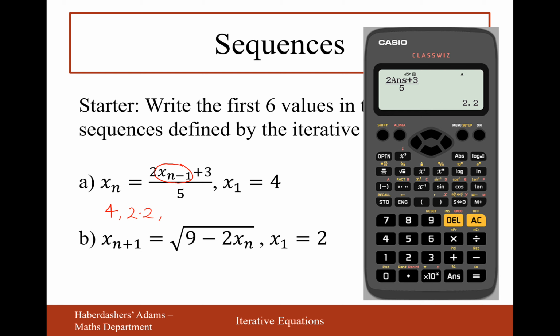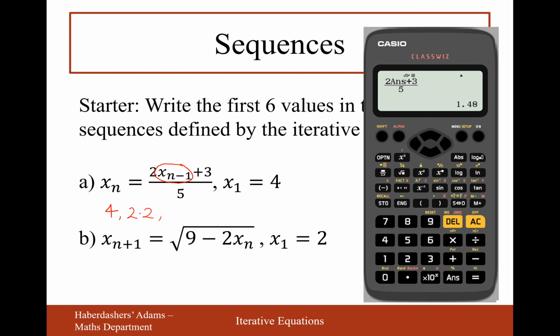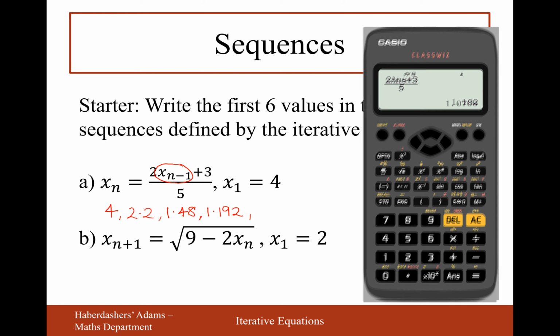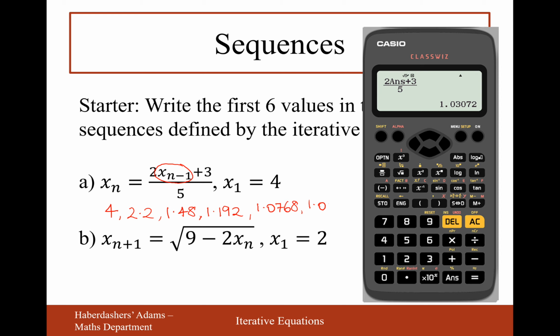This would be the second number in the sequence, and for the next number, you don't have to change anything on your calculator screen, just press the equals button again, because it's now going to use 2.2 as the answer value, and that will effectively loop it back in as the new input into your iterative sequence. So it's now going to be 1.48. Press the equals button again, and you get 1.192. 2 more to go. 1.0768, and the final 6th term in the sequence 1.03072. So there we are, that's the answer to this question.